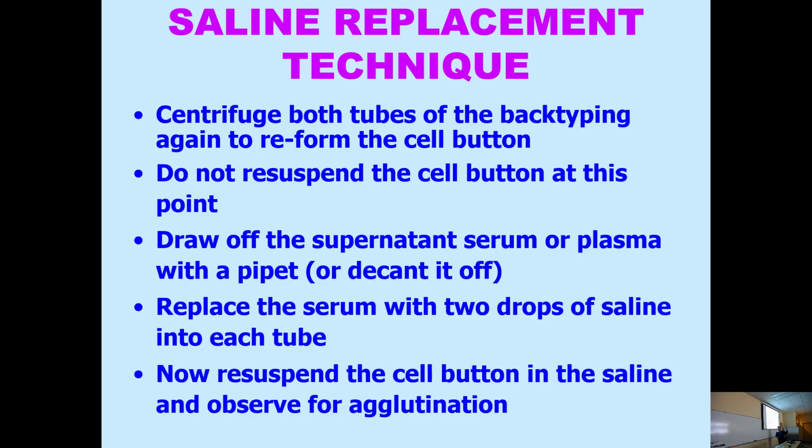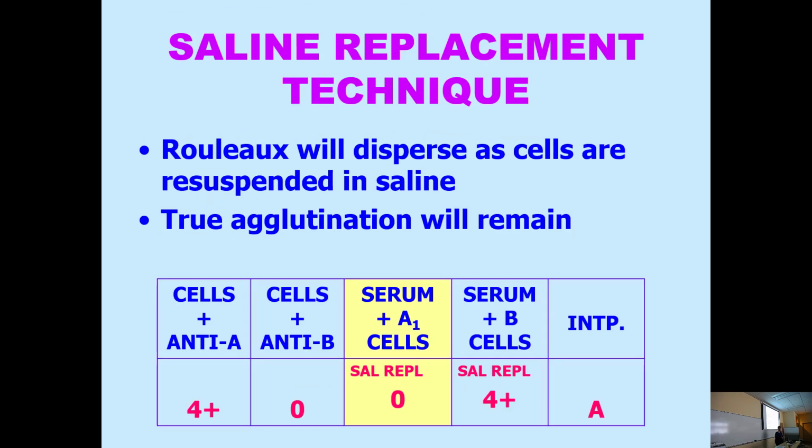We take both tubes from the back typing, we centrifuge them to form the button. Instead of resuspending them, we're going to draw off the supernatant with the pipette, and then we're going to replace it with a drop of saline in each, or 2 drops of saline in each tube. Now when you resuspend the button, you don't have all those plasma proteins making that rouleaux happen. So when you resuspend the button, the saline prevents that rouleaux from happening. So now with the saline replacement, we got a 0 there. So forwards is an A, backs is an A. We've resolved it right there. True agglutination will still be there, but you won't actually have the rouleaux.